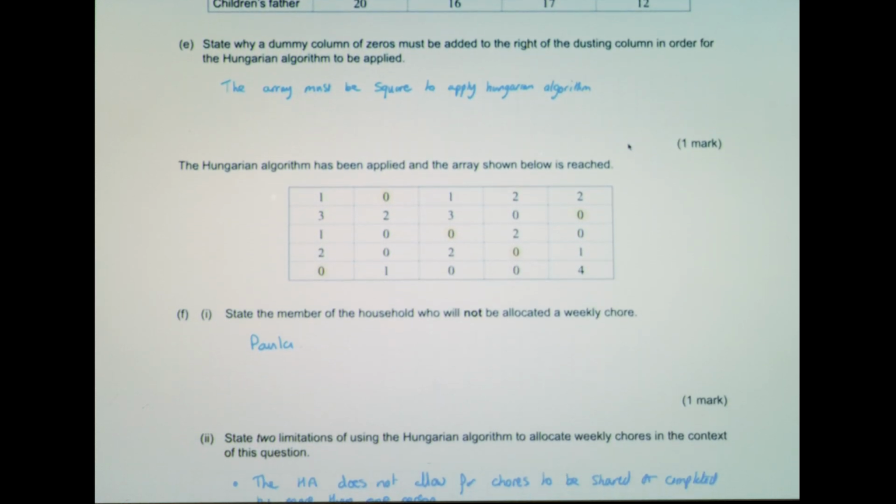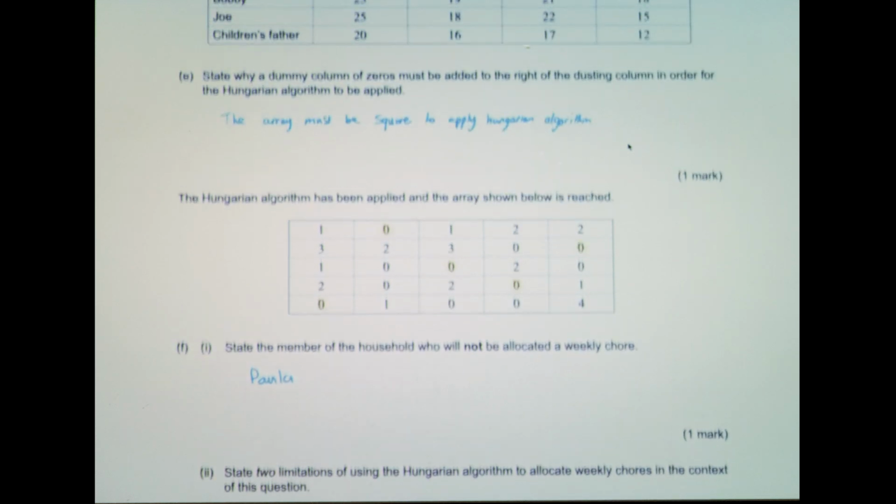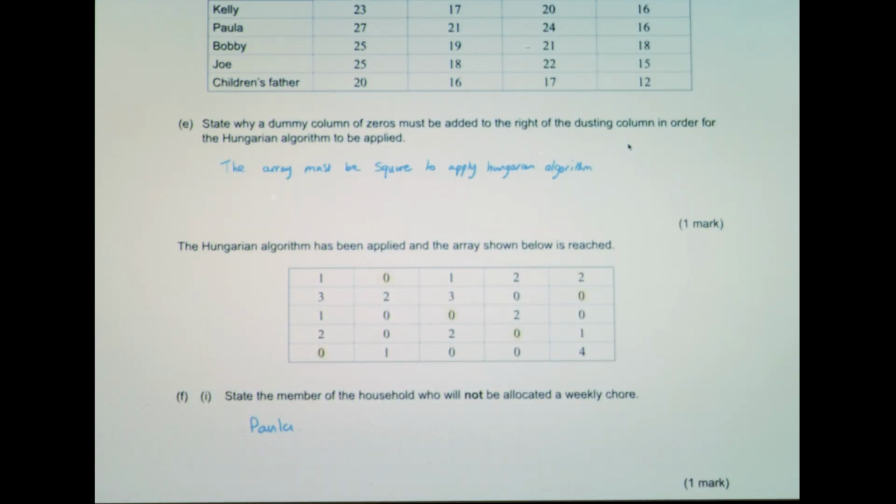State the member of the household who will not be allocated a chore. So looking at the allocation there, they would obviously need to look at the zeros and the placement of the zeros, and it would work out that Paula would be the person who wasn't going to be allocated.